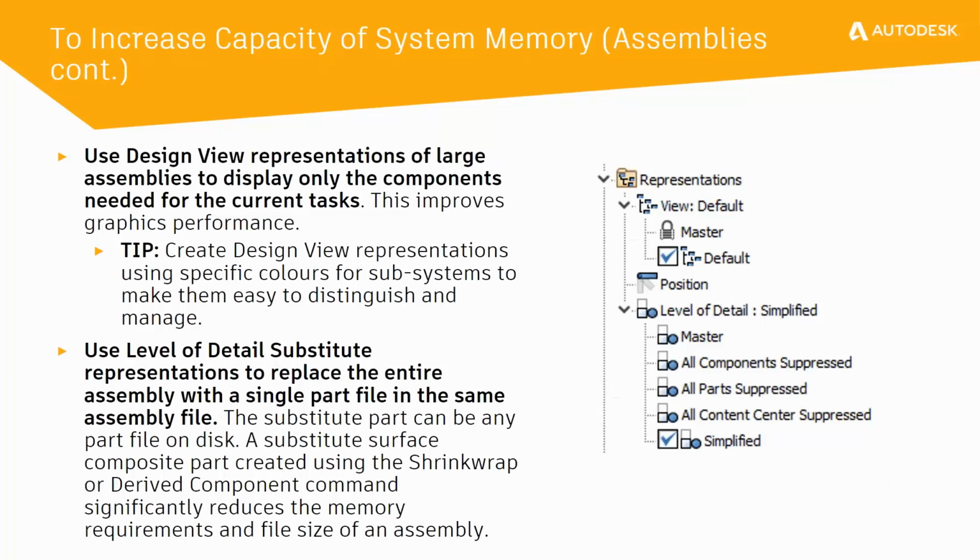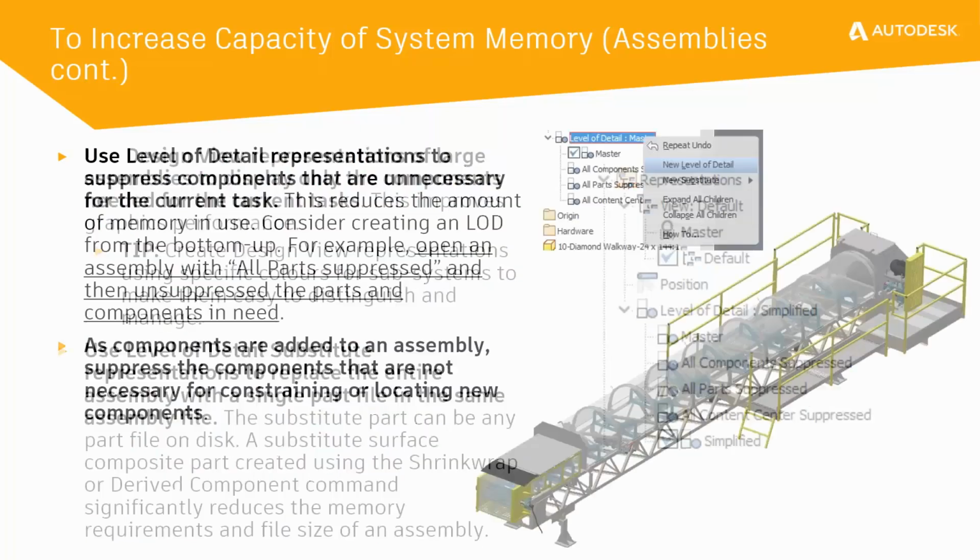Again, in regards to assemblies, try to use design view representations of large assemblies to display only the components that are needed for current tasks. And design view representations are great if you've got various different design views or representations you want to use inside of a drawing. It's a good replacement for level of detail. Use level of detail, however, to substitute representations to replace the entire assembly with a single part file in the same assembly file. We talked about this before using the shrink-wrap workflow.